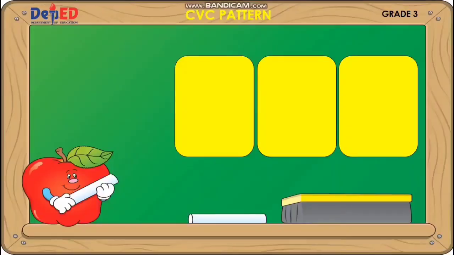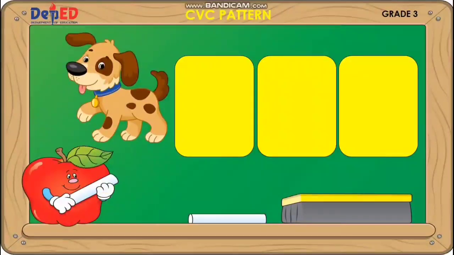Hello grade 3 pupils. Before we start our lesson for today, we will be having an activity. I will be showing you pictures and what you are going to do is to tell me the spelling of the picture that I'll be showing you. First picture. What do you think is the picture? Very good. The picture is a dog.